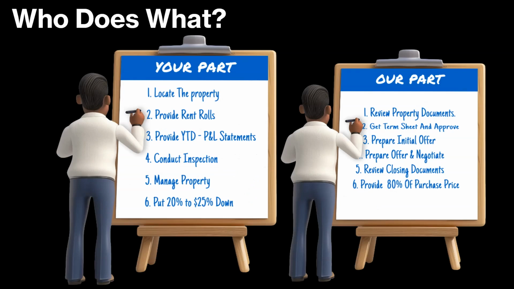His part, he locates the property. He gets me the rent roll, provides year-to-date profit and loss statements, conducts the inspections, manages the properties, and he puts 20 to 25% down. That's his part. All right?